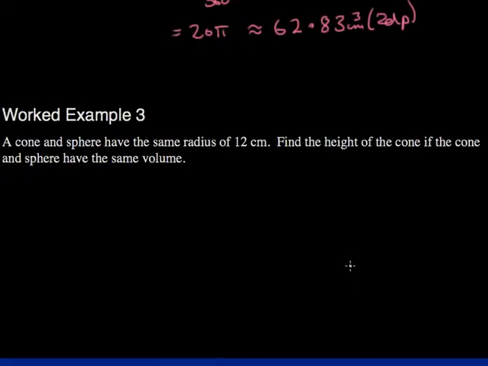And in the final worked example, a cone and a sphere have the same radius. So again, I'd start to draw them. A cone and a sphere have the same radius of 12. Find the height of the cone if the cone and the sphere have the same volume.